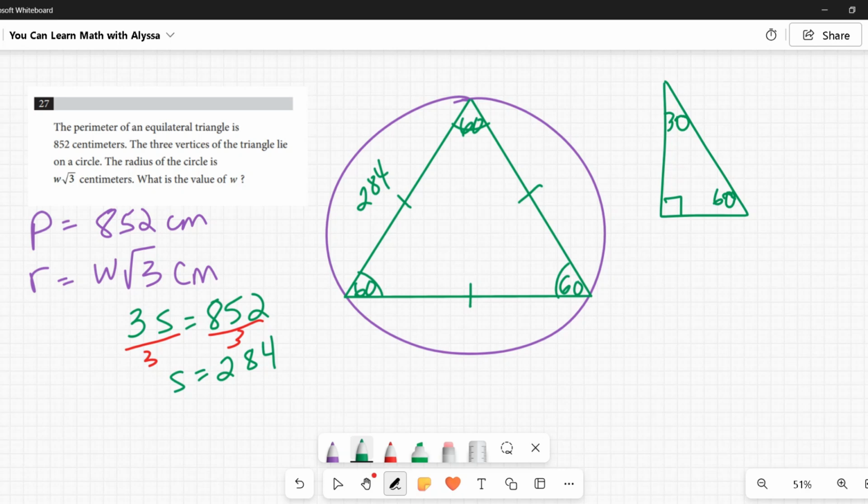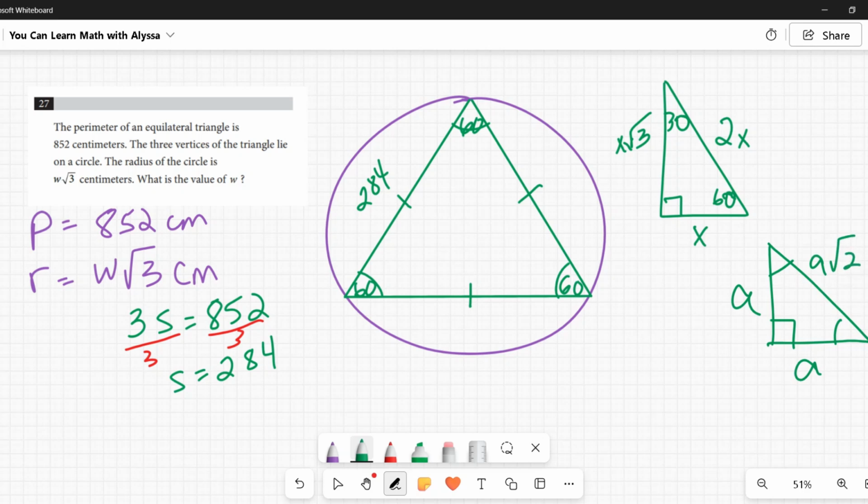Trust me on that. So the pattern is like this. The leg that's next to the 60, you can represent with x. The hypotenuse is 2 times that number, or 2x. And the leg next to the 30 is that number times the square root of 3. And that's the pattern it follows. Likewise, if you see square root of 2 related to triangles, I immediately want you to think of 45-45-90 triangles, which are a, a, a square root of 2.